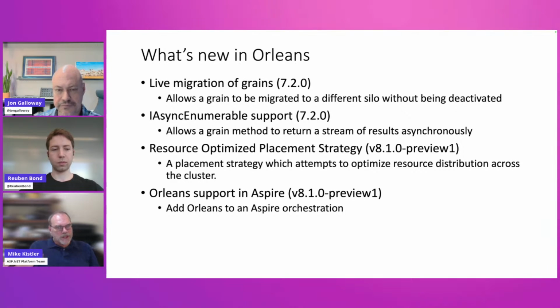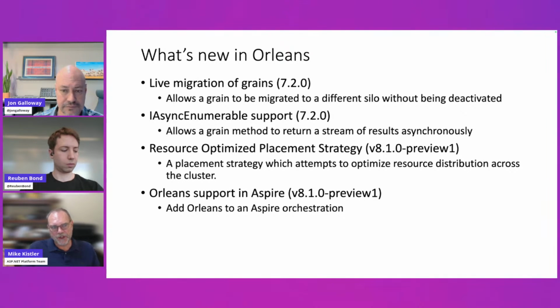Now, what's new in Orleans? The last time we did one of these things was when we put out Orleans 7.0. So since then, we've had a couple of features that have come out in 7.2. One of them is live migration of grains. And this allows a grain to be migrated to a different silo without having to be deactivated. That just means that it's a much quicker transition, and it allows better balancing of grains across the set of silos in your cluster. There's also support for IAsyncEnumerable being returned from a grain.